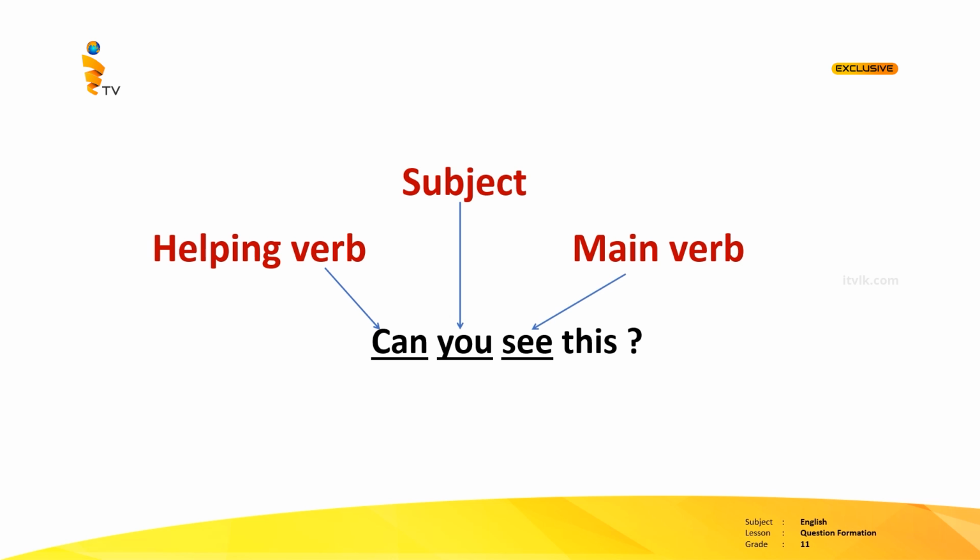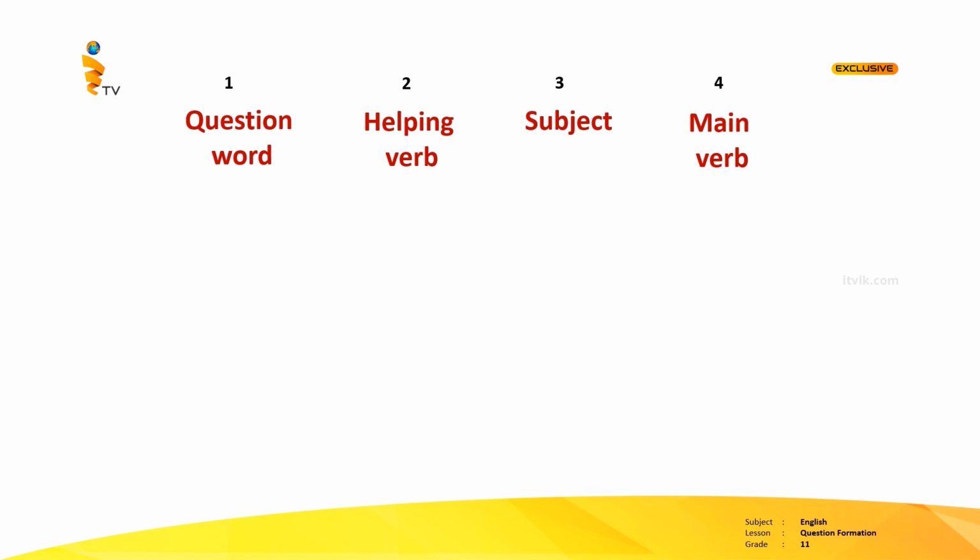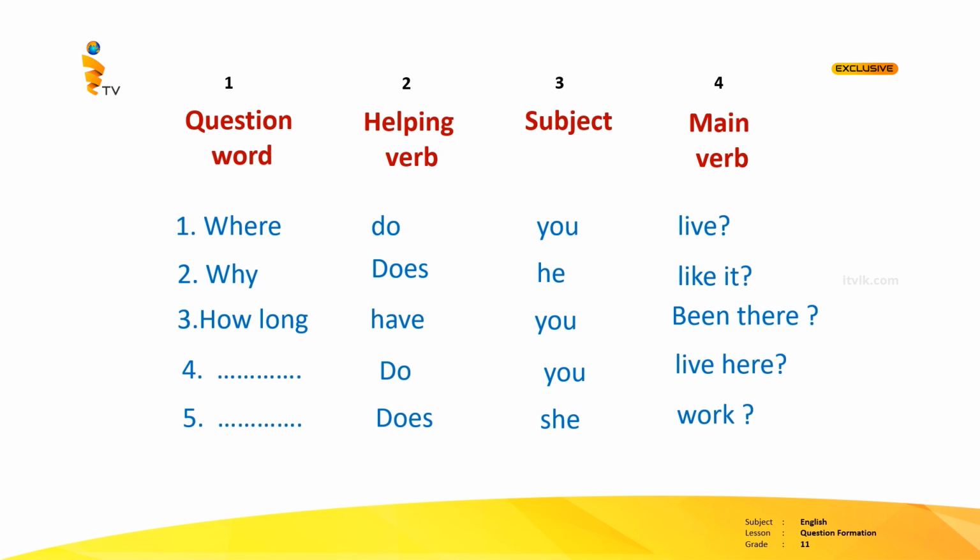Let's look at this slide. You can form a question correctly if you follow this order. You can see 6 questions here. Can you see that they all follow the same order? Questions number 4, 5 and 6 do not have question words. They start with the helping verbs such as do, does and did. I'm not going to repeat the questions here. You can go through them.